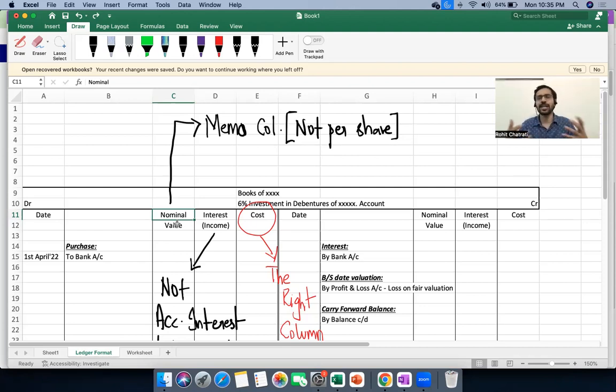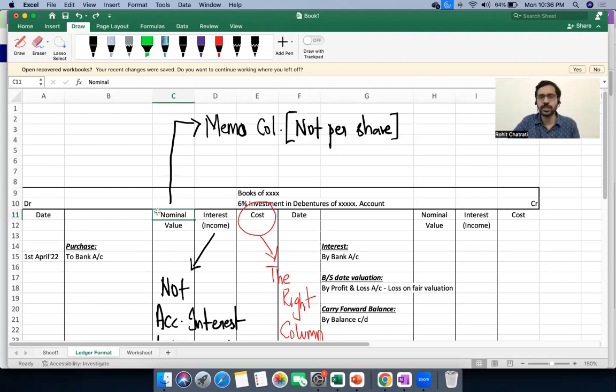Your journal entry at the time of purchase is going to be investment in Reliance debit of 80,000 to bank account 80,000, because you're purchasing it at 80 rupees. 80 multiplied by 1,000 is 80,000, right? So your journal entry will be investments debit 80,000 to bank account 80,000.